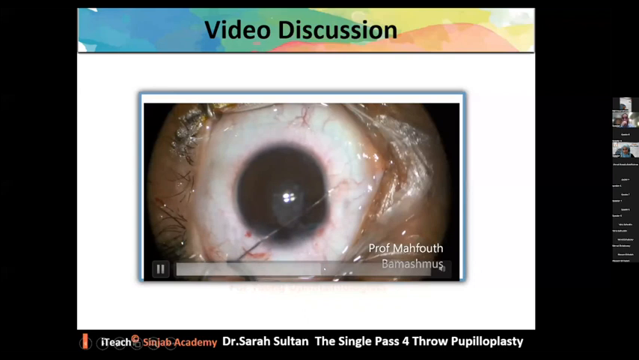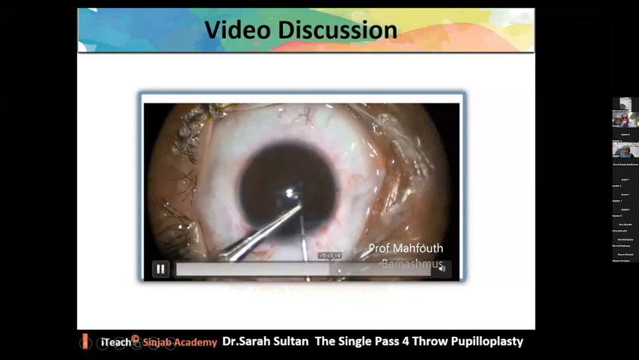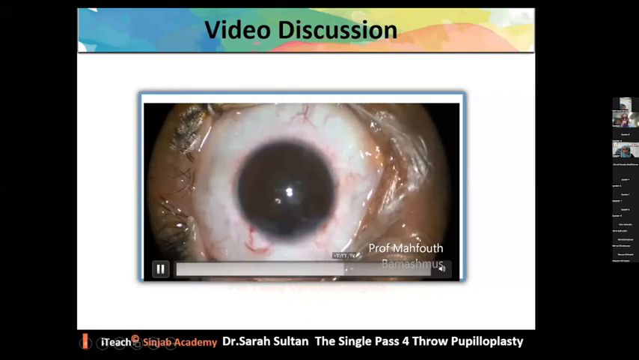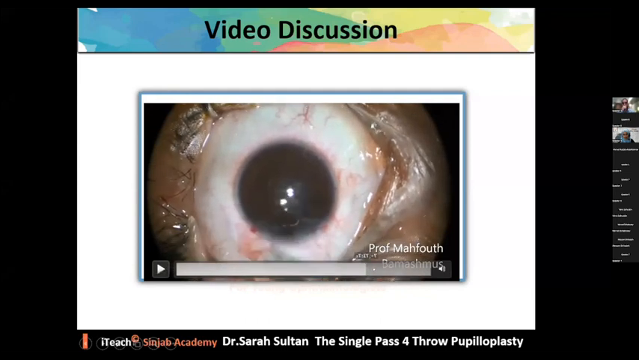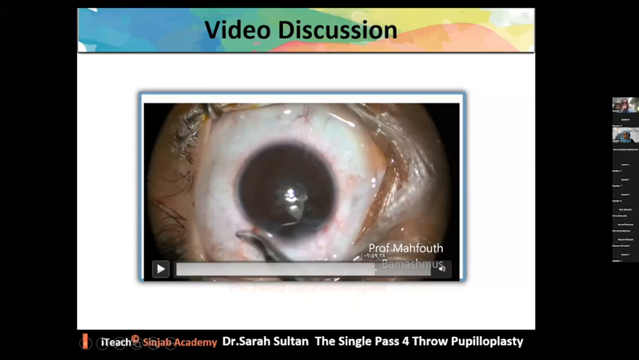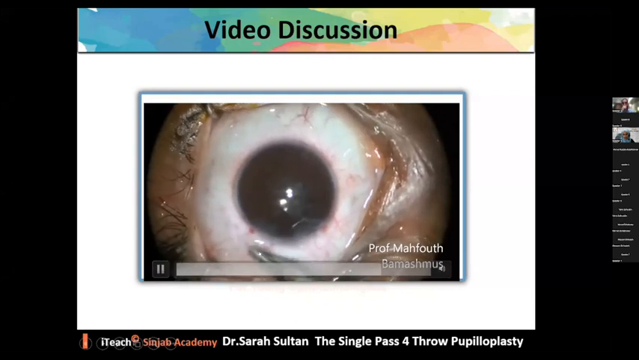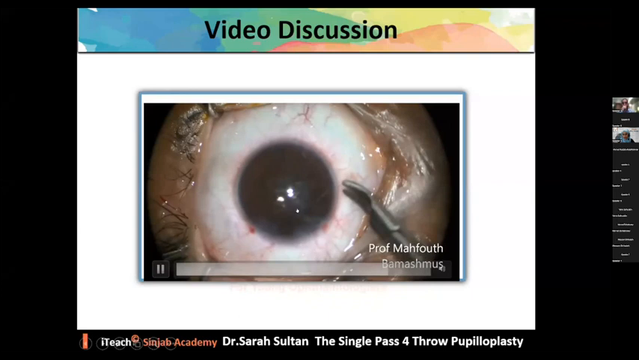Create a loop with the Sinjab hook and start to make 4 throws. This is the second, third, and finally the fourth. This is a helical loop sliding inside the anterior chamber to form a self-locking mechanism.